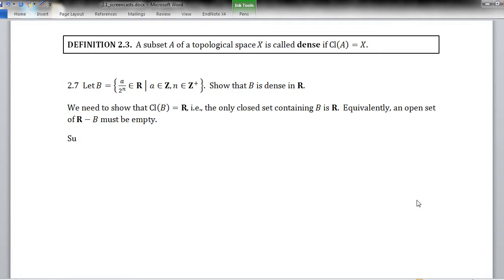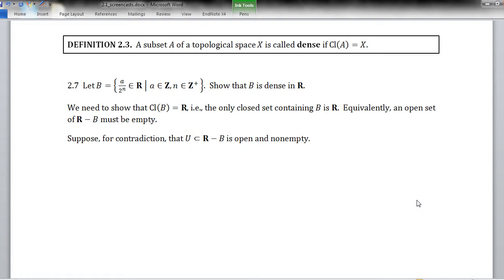So let's suppose, for contradiction, that that's not true. Namely, we have some U contained in the complement of B, which is open and non-empty. We need to get a contradiction out of that somehow.